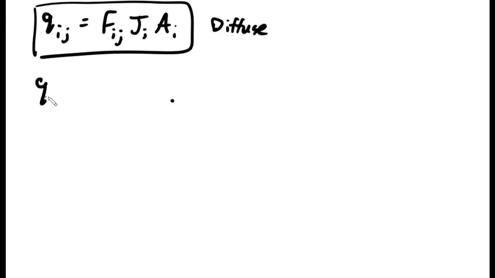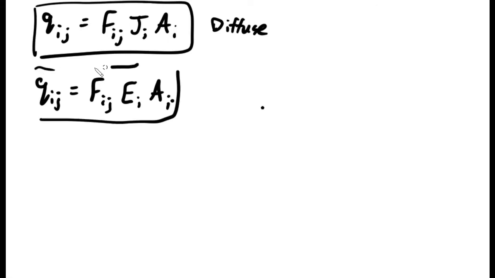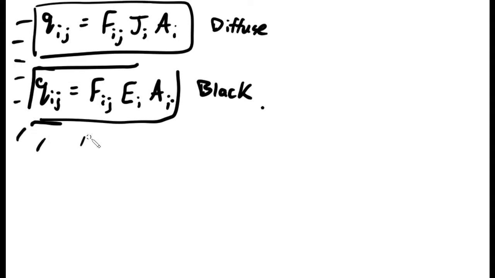But we can also write one for a black surface. Again, the heat transfer between surface I and J is just the view factor between I and J times the emissive power of I times the area of I. And that works for a black surface because everything leaving a black surface, which we would think of as radiosity, is just emission, because anything incoming is absorbed. So these are pretty cool equations because they're super simple to use, but they tell you rates of heat transfer.